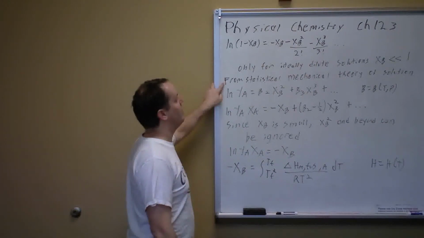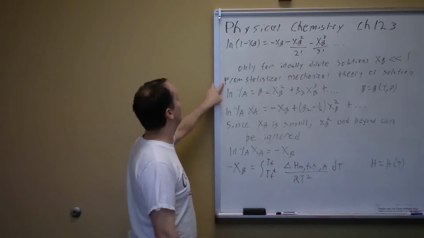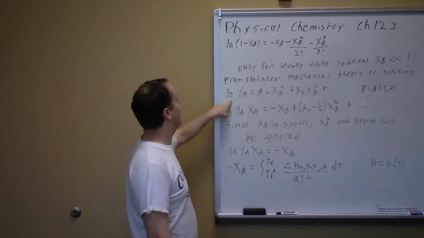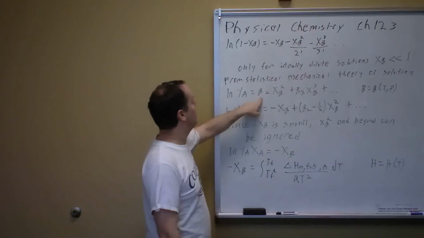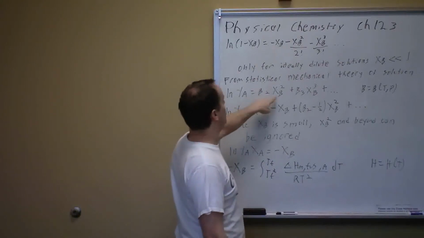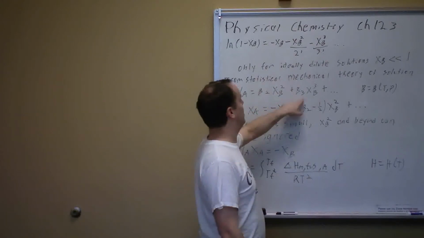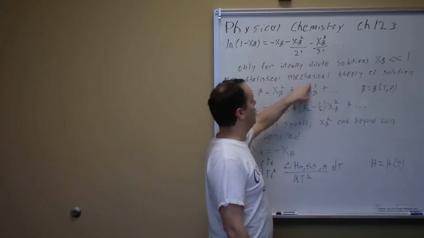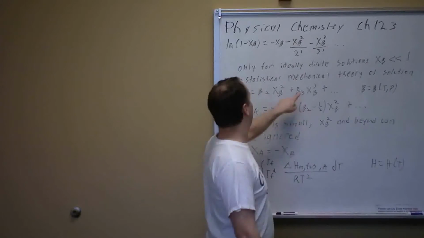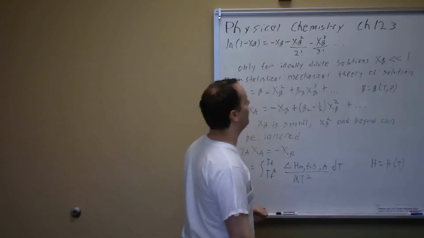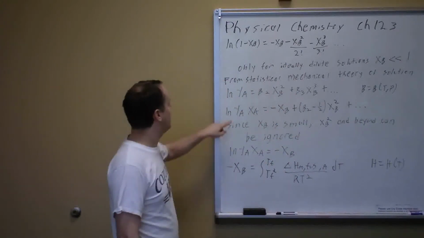So also, from statistical mechanical theory of solution, we're not going to derive this at all, but the natural log of gamma A is equal to a constant B2 times the mole fraction of B squared, plus another constant B3 times the mole fraction of B cubed, etc. And these B coefficients are all functions of temperature and pressure.